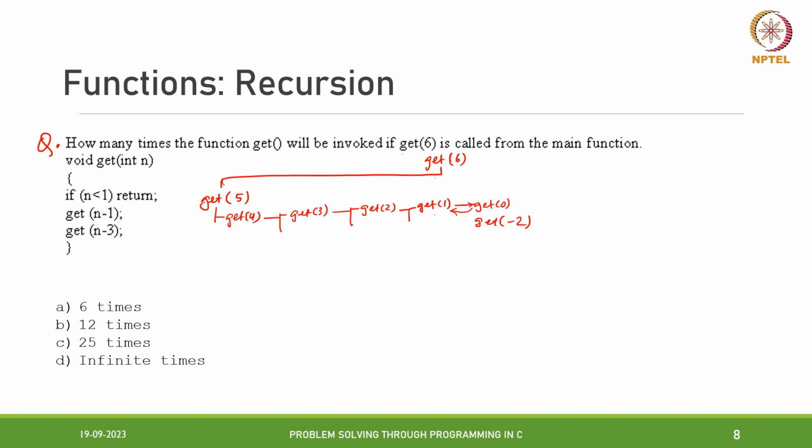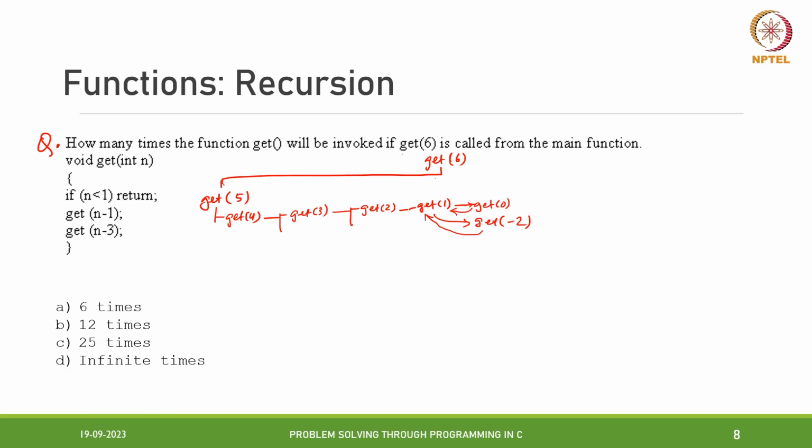So this comes back here. Now what is the next statement? Get of n minus 3. So get of 1 will call get of minus 2. So minus 2 will also return back here, because it will not do anything, it is basically less than 1, so it will simply return to get of 1.